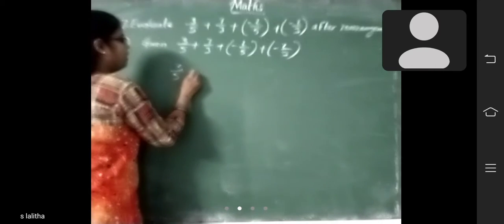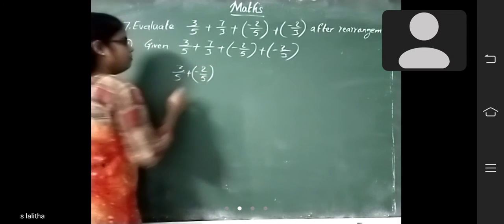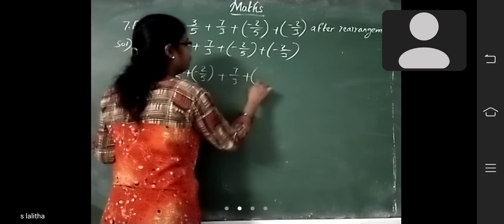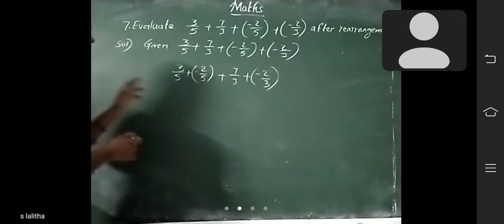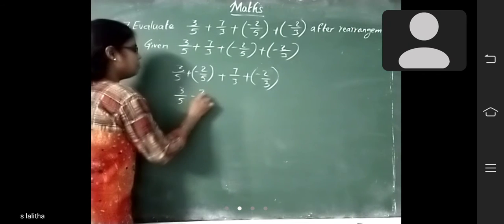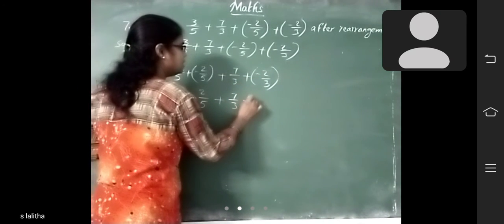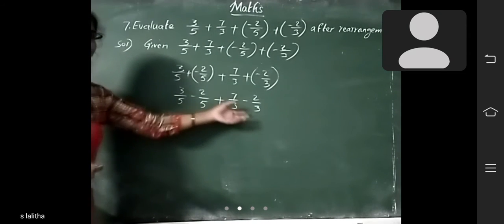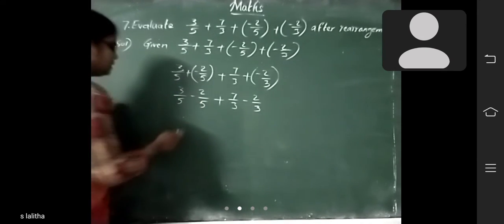So 3 by 5. Now minus 2 by 5. Plus of minus 2 by 5. Okay. Next. Plus 7 by 3. Plus of minus 2 by 3. Okay children? Next. Now remove the brackets. 3 by 5 plus of minus 2 by 5 plus 7 by 3 plus of minus 2 by 3. Okay, now simplify these two. So both denominators are same, so you should subtract numerators.